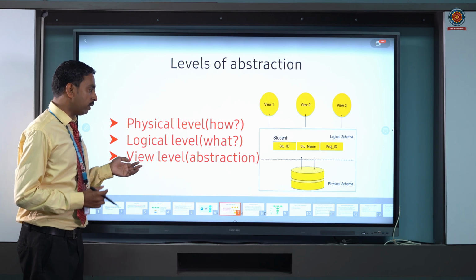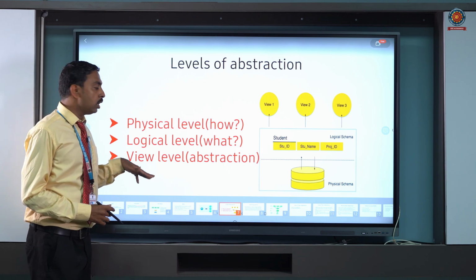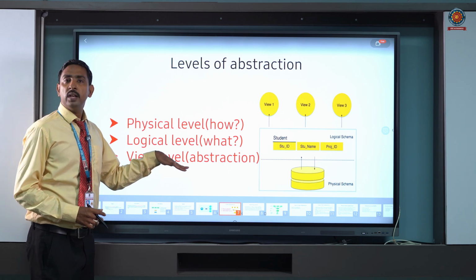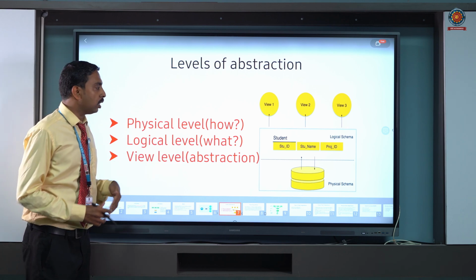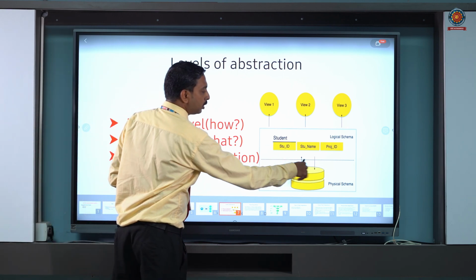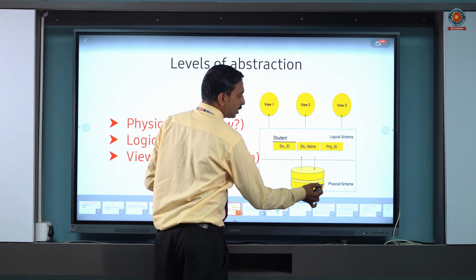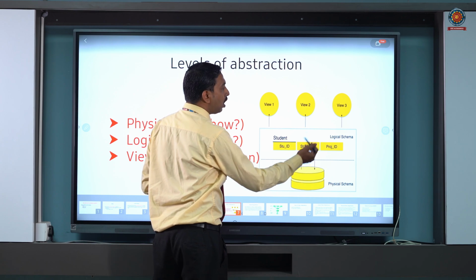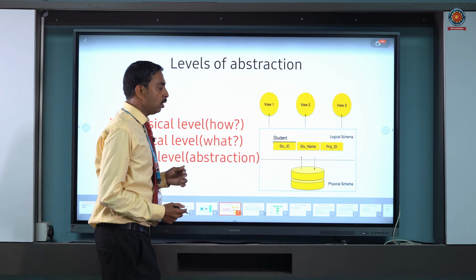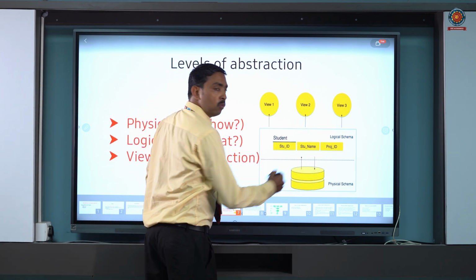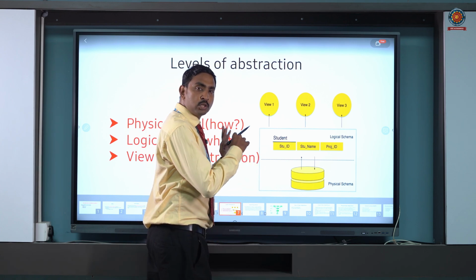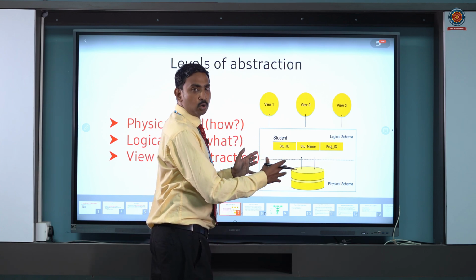Next is the view level. It is the topmost level, and it contains only what a user is able to see. Here I am going to show a diagram. These levels have schemas: one is the physical schema, next is the logical schema, and third is the view level. In the physical schema, we store the data using disk storage.